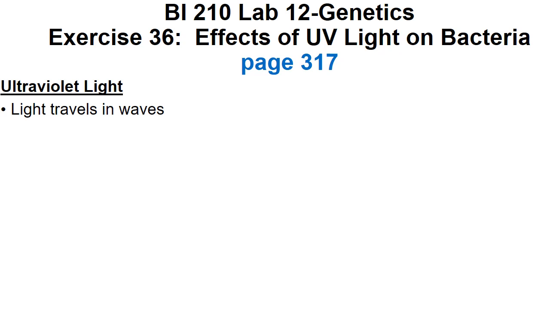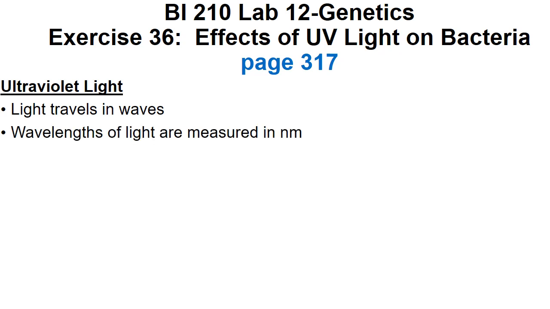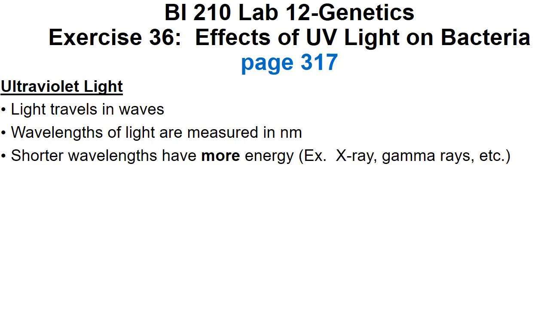Light in general travels in waves or wavelengths. The wavelengths of light are measured in what is called nanometers, nm. We've discussed that in the metric system back at the beginning of this course. Shorter wavelengths of light have more energy, for example X-rays and gamma rays. They have more energy because as the light travels and they're shorter, they lose or dissipate less energy into the atmosphere. This also makes these wavelengths of light more dangerous to work with because they have more energy.